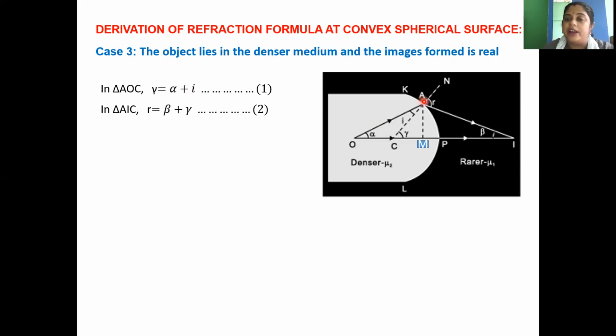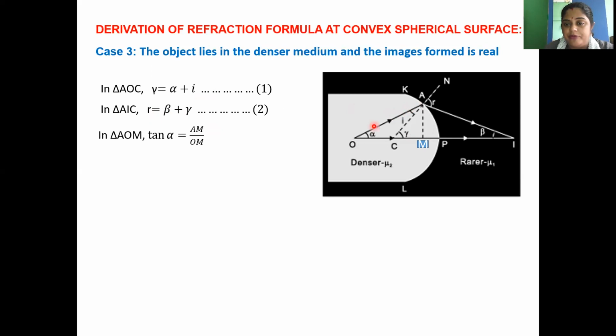And from triangle AIC, what is the exterior angle here? R. R is the exterior angle. R can be written as gamma plus beta. So we have now the value of I and R, the angle of incidence and R, in terms of alpha, beta, gamma. Now we'll follow the same step.